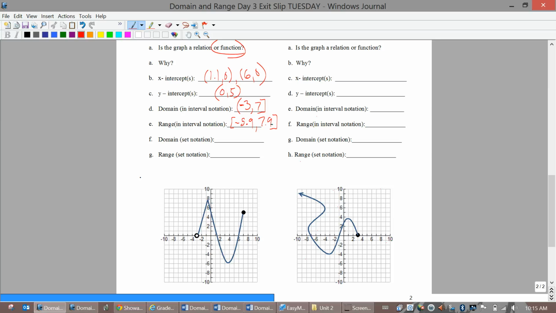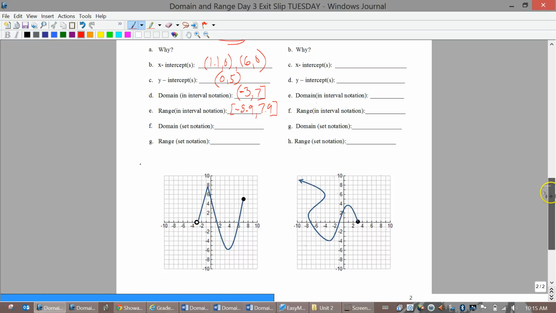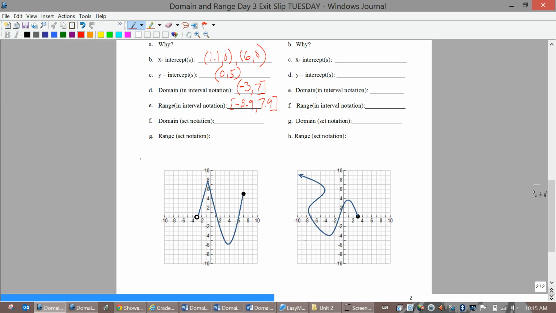Okay, set notation. It's a question for domain. Domain is a question of x's. Remember, the essential question for domain in set notation is: what values can x be? The furthest to the left x can be is -3, but it can't actually get to -3, right? You guys agree with that?